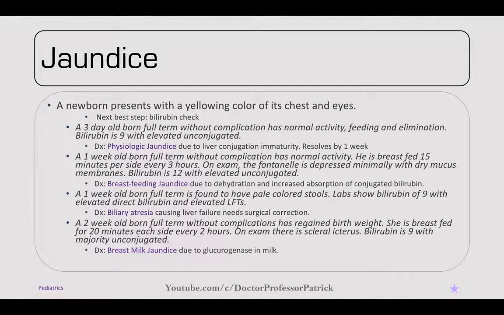Next, we've got a 1-week-old boy born full term without complications, has normal activity. He's breastfed 15 minutes per side every 3 hours. On exam, the fontanelle is depressed minimally with dry mucous membranes, and bilirubin is 12 with an elevated unconjugated portion. The diagnosis here would be breastfeeding jaundice. This is due to a slight dehydration and increased absorption of unconjugated bilirubin. So breast milk actually inhibits conjugation of bilirubin, and this is thought to be sort of an inflammatory benefit because bilirubin can catch free radicals.